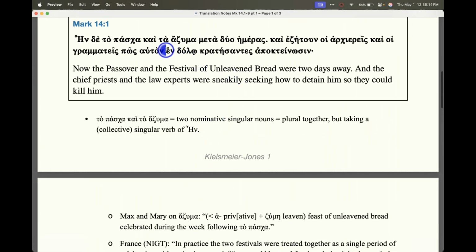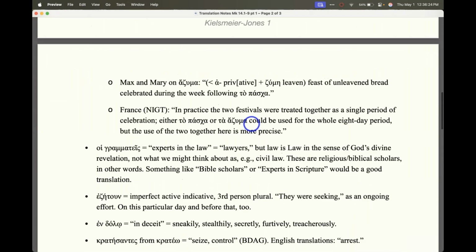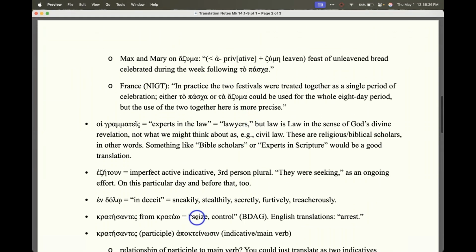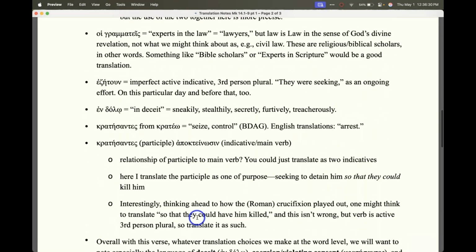The question is, can you carry over the nuance from this deceit word into the detaining? And so maybe a word, I don't know, seize is a good word. You'll see that in some translations. So that's worth thinking through.